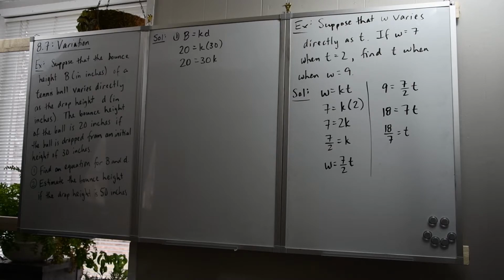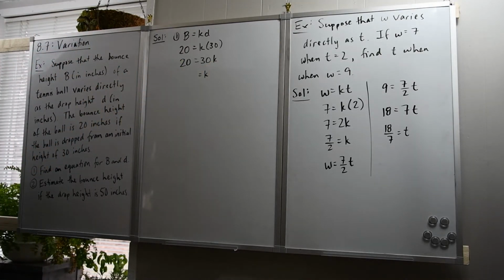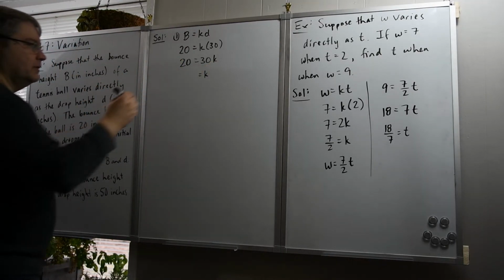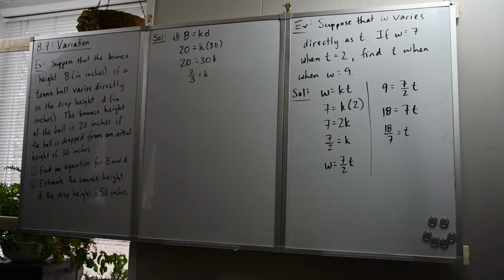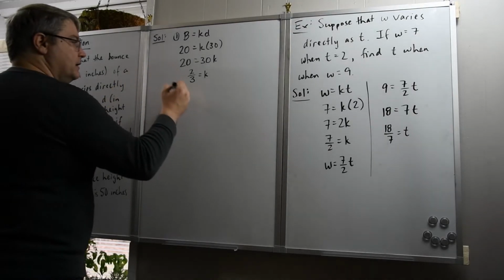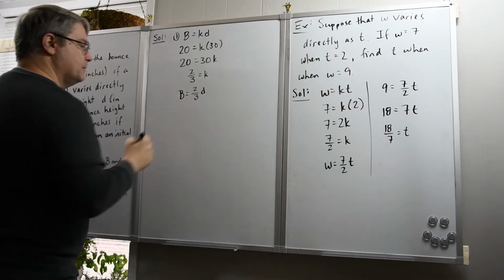We will then divide both sides of this equation by 30. That'll give us K on the right side, and then 20 over 30 on the left reduces down to 2/3. So now we know the proportionality constant K, which means that we can finish up this part 1. Finding an equation for B and D, we're going to have B is equal to 2/3 D.